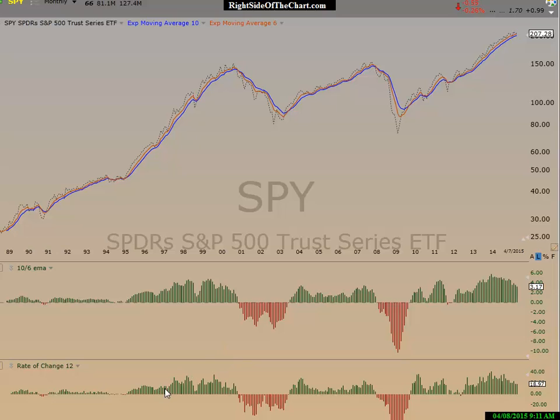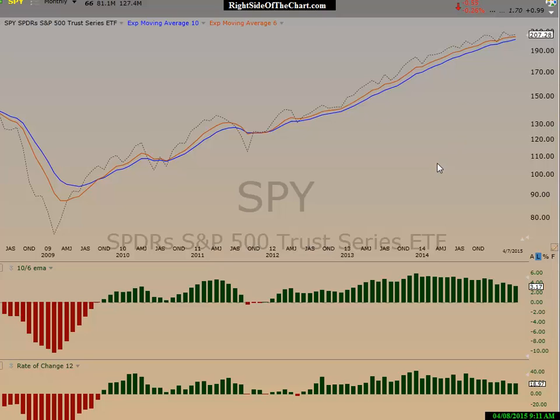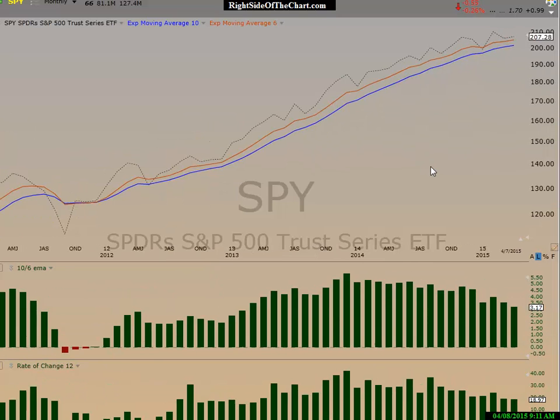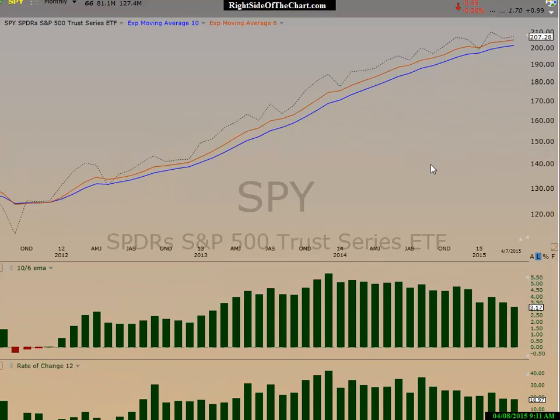I also use that in conjunction with this ROC 12. Tends to work well, especially on the SPY on a monthly time frame. And as you can see, that's another additional way to confirm. So where are we at today? Well, we're not even close to a long-term sell signal yet.